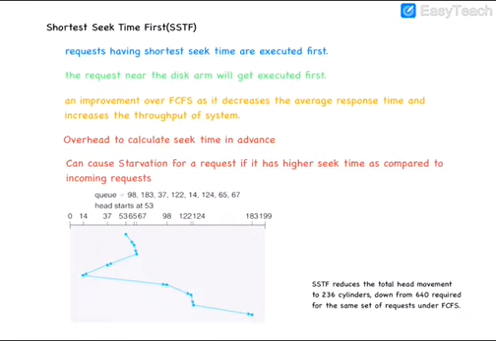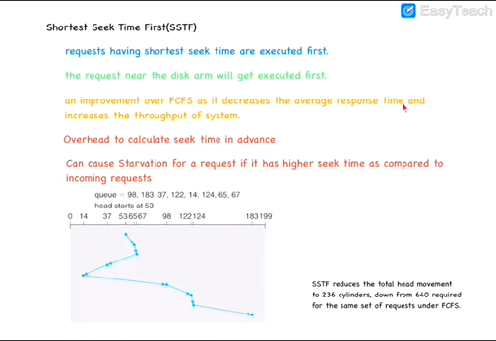So the next scheduling algorithm we'll be talking about is the shortest seek time first disk scheduling algorithm. In this, the idea is that all the requests will be considered, and whichever request has the shortest seek time, that is, the nearest one from the present disk arm position, we'll be executing it first, and so on. So the request near to the disk arm will be executed first. Okay, so it is considered to be an improvement over first come first serve.